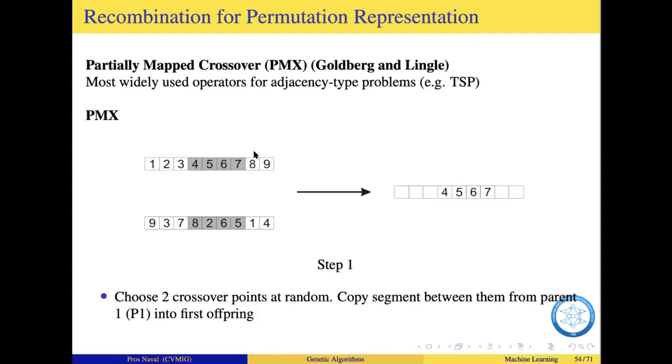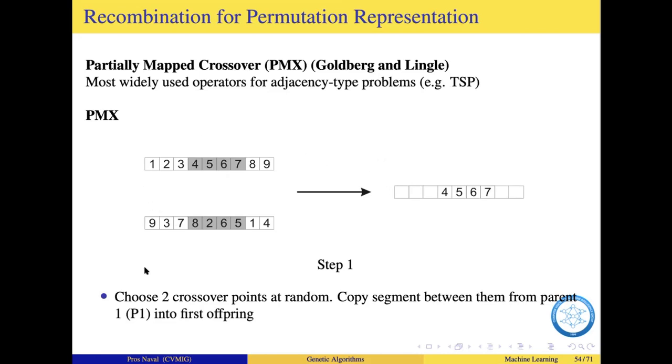So now let's talk about recombination for permutation representation. One of the most widely used operators for adjacency type problems such as the TSP is the PMX, or the partially mapped crossover, popularized by Goldberg and Lingle. PMX is as follows. You have two parents here, P1 and P2, and you'd like to generate two offspring.